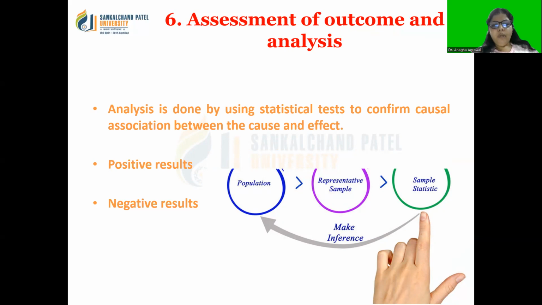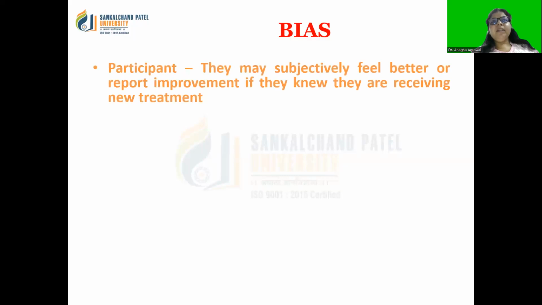So both hold equal importance. Now, what are the biases? Biases are basically systematic errors that happen in your study because of which your study is not reliable. So there are different kinds of bias for different studies.